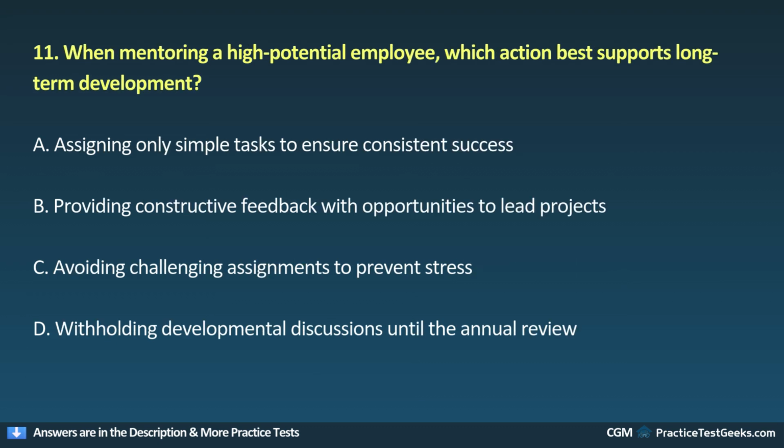11. When mentoring a high-potential employee, which action best supports long-term development? A. Assigning only simple tasks to ensure consistent success. B. Providing constructive feedback with opportunities to lead projects. C. Avoiding challenging assignments to prevent stress. D. Withholding developmental discussions until the annual review.